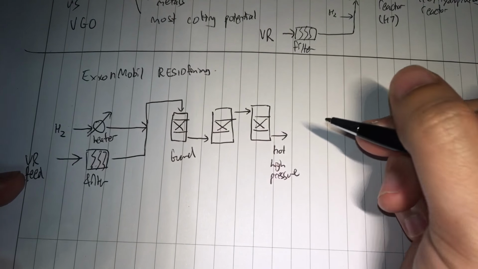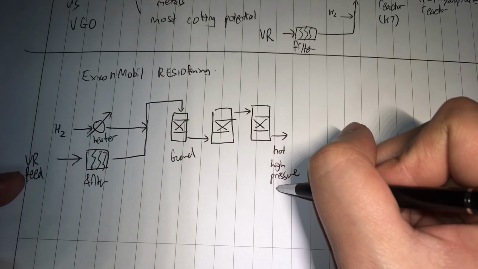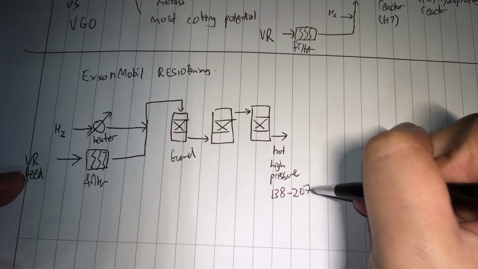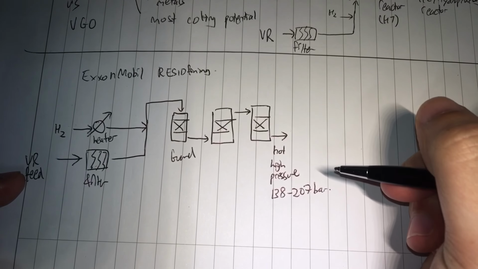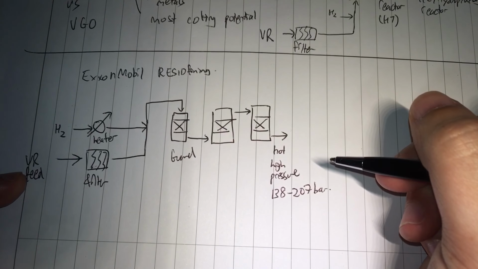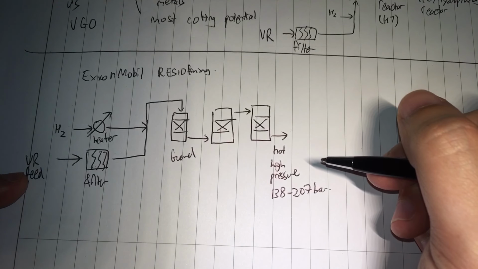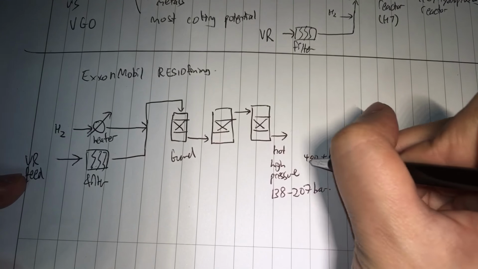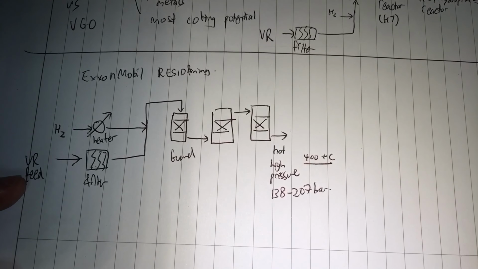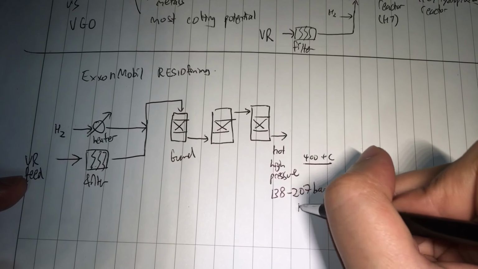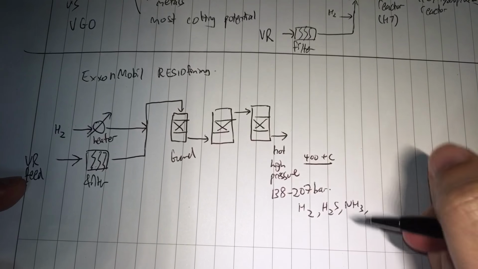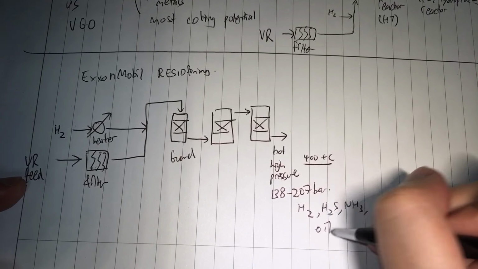So this high pressure can do something. This high pressure can be anywhere from 138 to 207 bar, and this temperature can be perhaps as high as 400 plus degrees C. So, what can we do? This is a mixture of hydrogen sulfide, ammonia, other nasty gases, and oil.